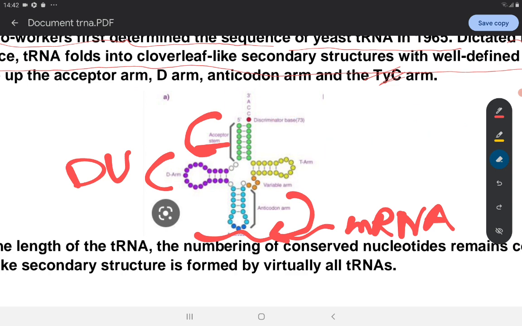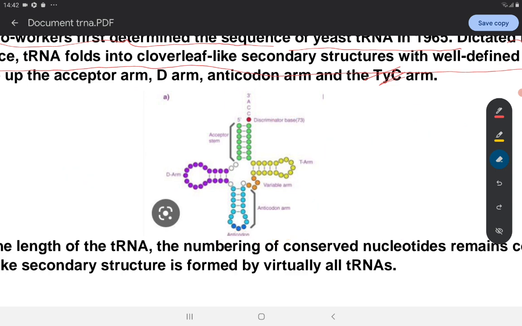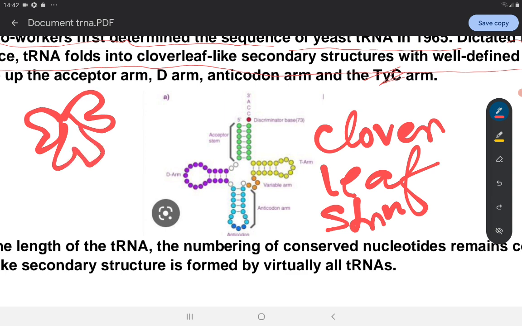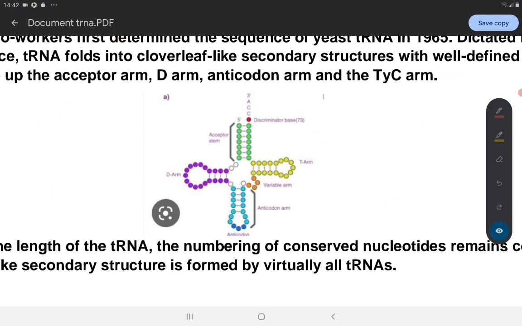So let's see why it's called clover leaf. This structure of tRNA that you see here is called the clover leaf structure. That is because clover leaves look something like this, right? This is what a clover leaf actually looks like, and so this is how the secondary structure was named the clover leaf structure. The tertiary structure, which is actually functional, is much more complex than this, right? Let's move on.